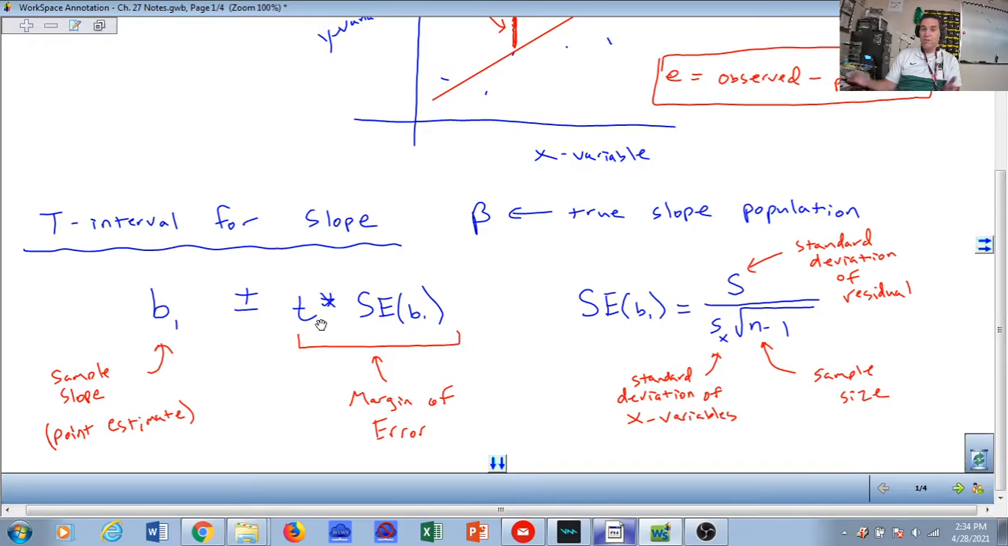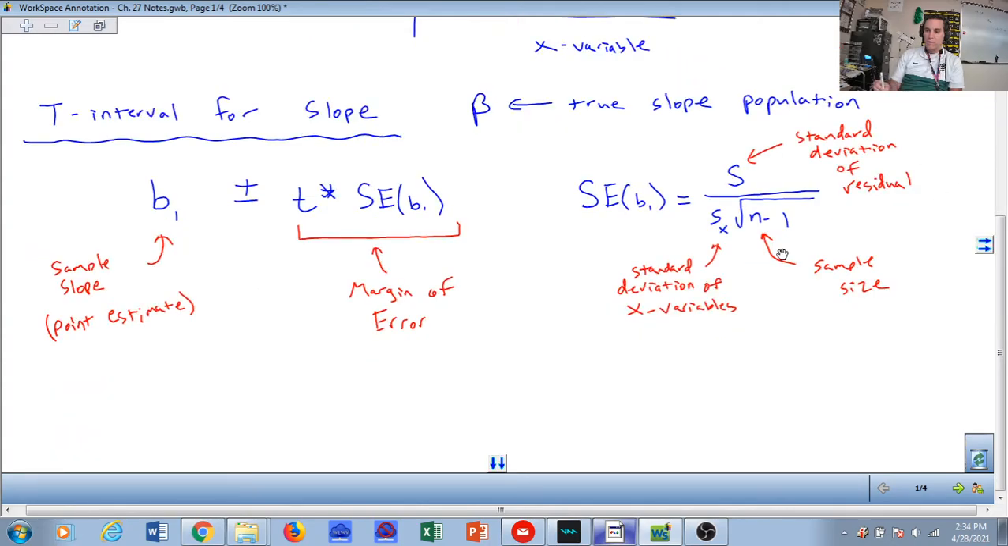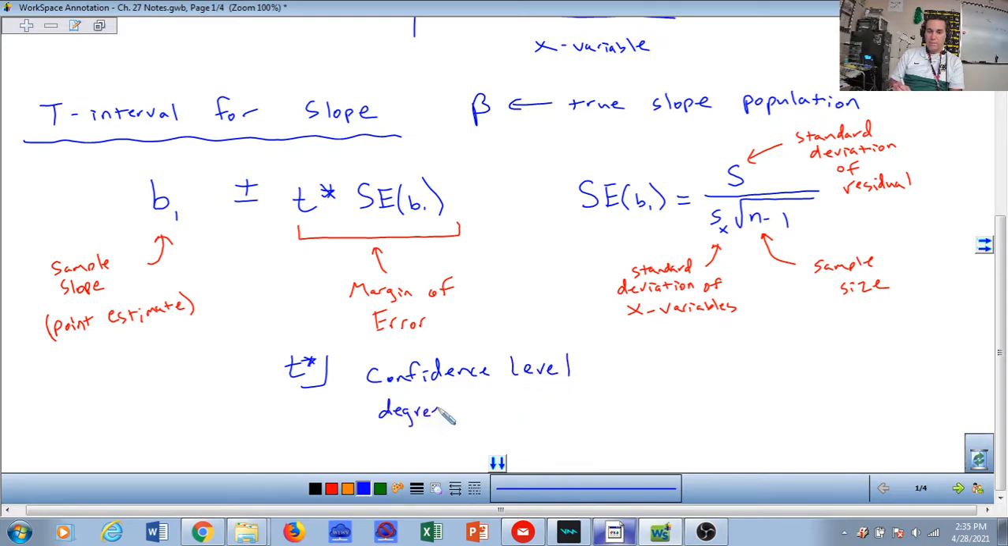And then T critical. Well, how the heck do I figure out what T critical will be? T critical will come from the confidence level and your degrees of freedom. So T critical will come from confidence level, so they'll have to tell you how confident they want to be, and your degrees of freedom.